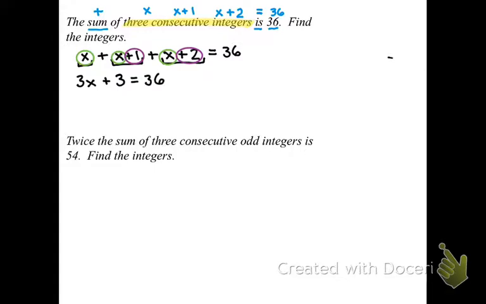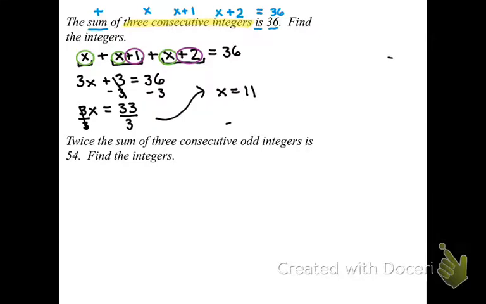All right, my variables are already on the left-hand side, so let's go ahead and subtract that 3. And we get that 3x equals 33. And my very last step is to undo that multiplication with division. We're going to divide by 3, and we get that x equals 11.